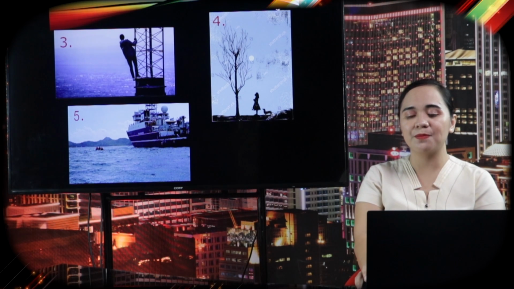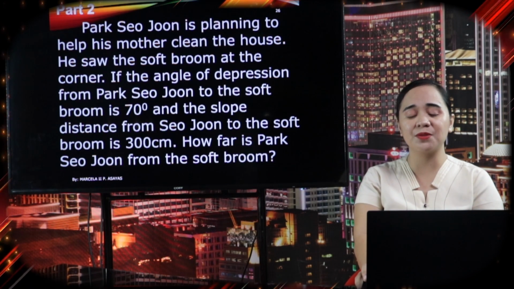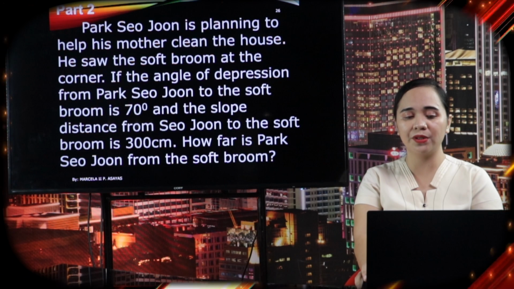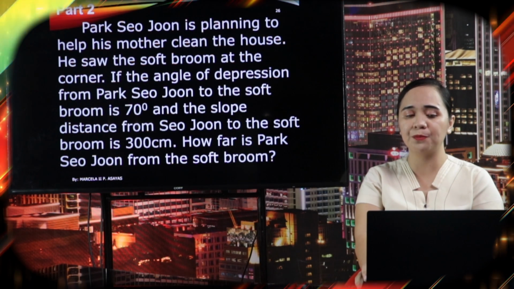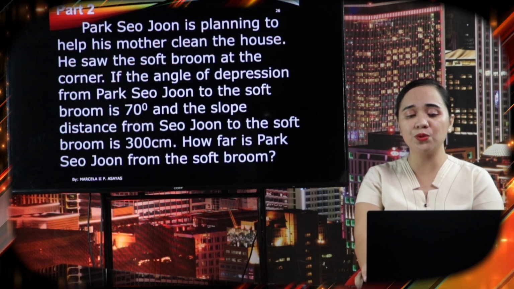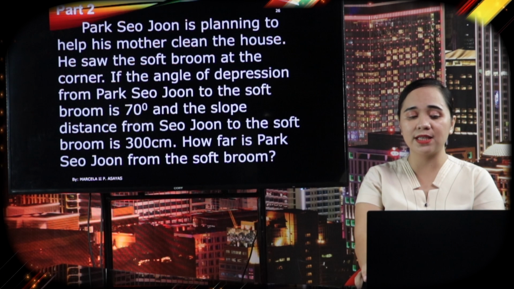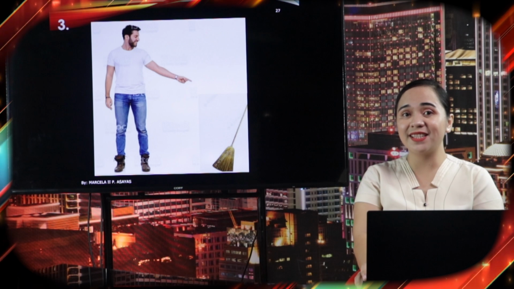Part 2, problem solving. Park Soo-jun is planning to help his mother clean the house. He saw the soft broom at the corner. If the angle of depression from Park Soo-jun to the soft broom is 70 degrees and the slope distance from Soo-jun to the soft broom is 300 centimeters, how far is Soo-jun from the soft broom? Your 2 minutes starts now.